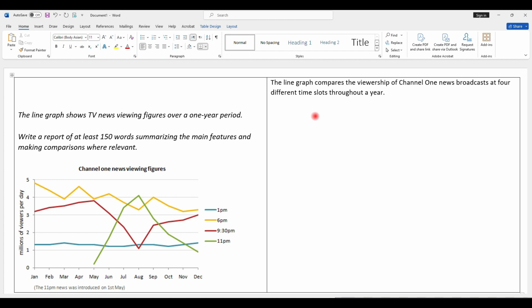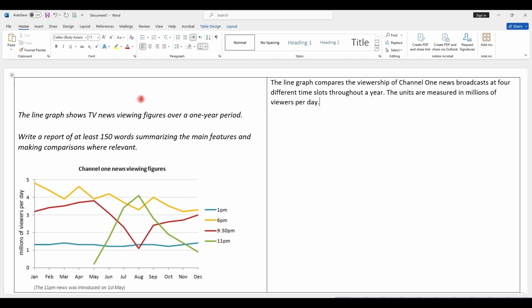All right, and the unit of measurement, the units are measured in millions of viewers per day. That's it. That's our introduction. Remember, do not repeat the statement here. You need to paraphrase it and write it in your own words.